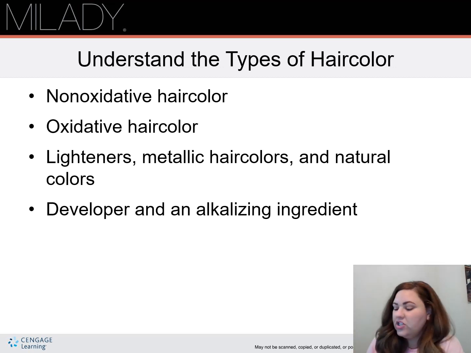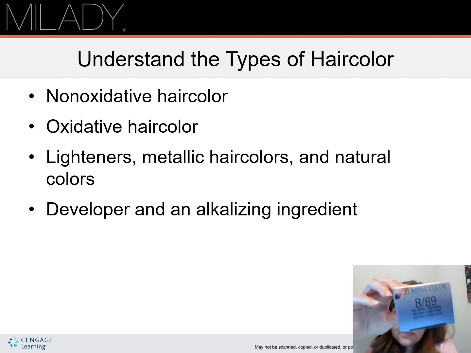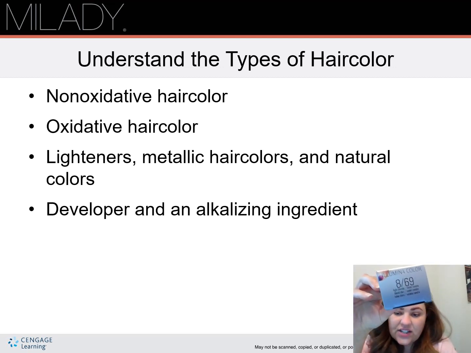Then one more I'm going to show you guys. This is an 8/69. Okay, this is a level 8. I know that because it's the front number. After the slash, the primary tone is 6, which is violet, and the secondary tone is 9, which is a cendre. So this is a level 8 violet cendre.